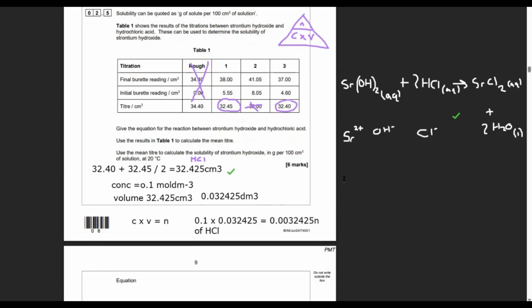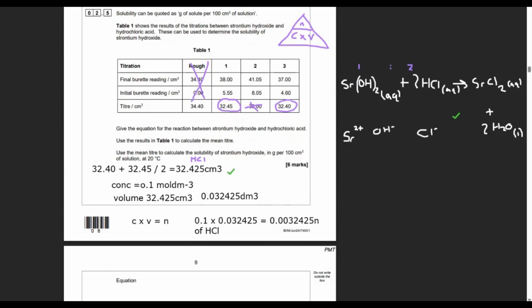Now I know the moles of acid that we got rid of the undissolved. So that is telling me how many moles of strontium hydroxide were in the 25 centimeters. How do I know that? Well, let's check the ratio. It's 1 to 2. So I'm going to have half as much strontium hydroxide neutralized.